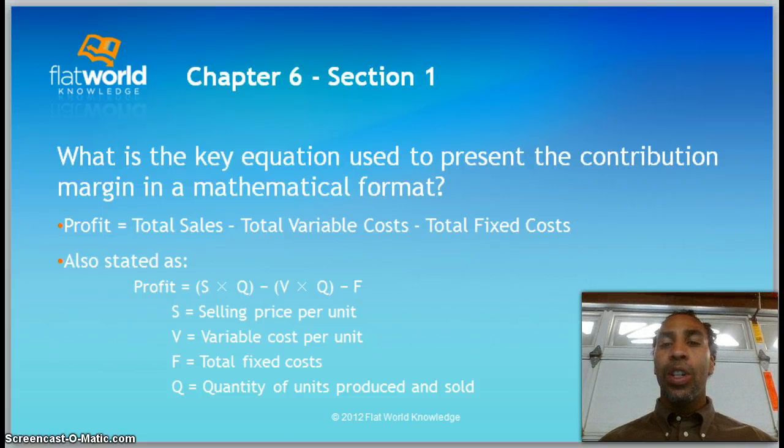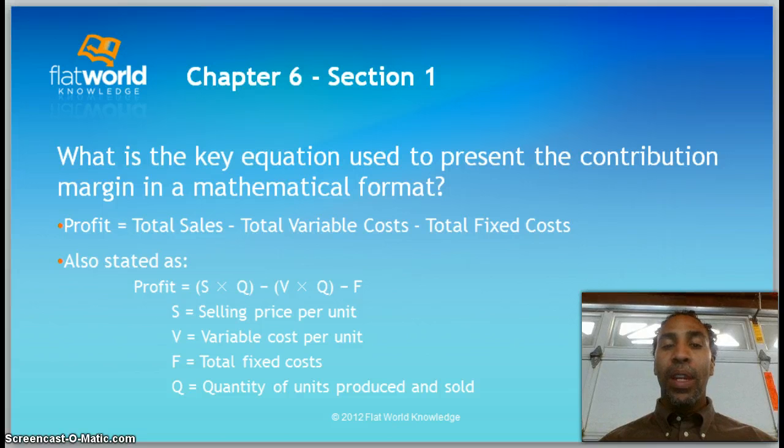What is the key question used to present the contribution margin in a mathematical format? So profit, as we just talked about, equals total sales, right? So your total amount of sales minus total variable costs minus total fixed costs. All right. So obviously, order of operation, you do total sales minus variable costs. You take that total and then you subtract total fixed costs from that. So it's good to see it in word format and then see it in the actual equation.